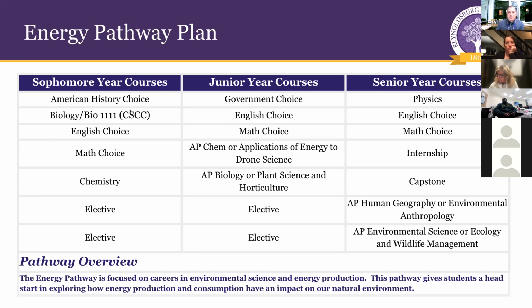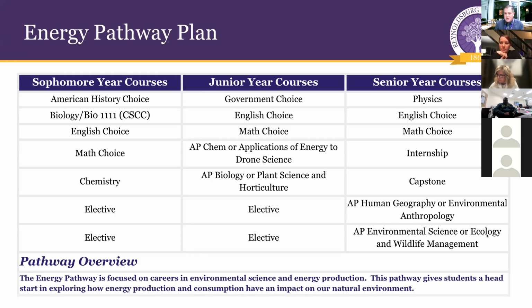If your student chooses the energy pathway when they become a junior, they could potentially take AP chemistry, or they can take Applications of Energy to Drone Science. They'll also have a choice of either AP biology or plant science and horticulture. Their senior year, it's AP human geography or environmental anthropology. And then they also have AP environmental science or ecology and wildlife management.